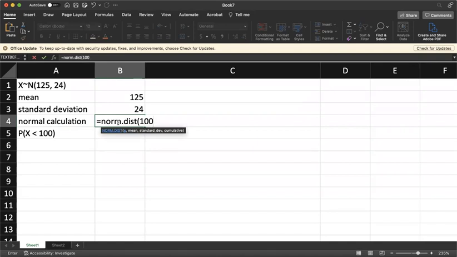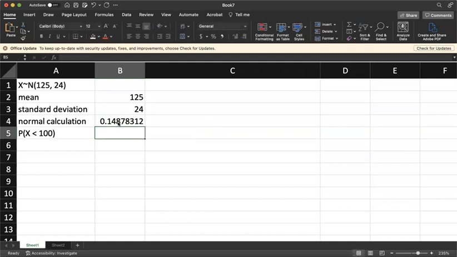We're interested in 100, the mean of 125, the standard deviation of 24, and again, TRUE. This will get us the probability of X less than 100. So that is 0.14878, which, if you remember, on slide 14 of the PowerPoint was 0.1488.